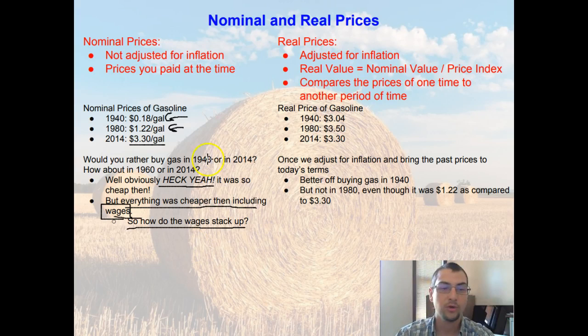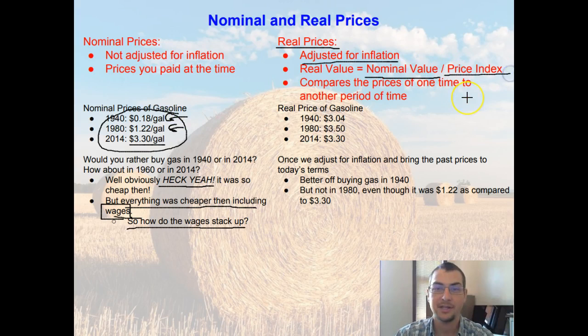Well, we are going to adjust those prices to the real prices. These are the prices that are adjusted for inflation. They're adjusted for that general increase in price. Well, how do we come up with the real price, the real value? Well, we take that nominal value, that nominal price that we talked about over here, divided by the price index for that year. Remember that price index shows you that percentage change, that percentage comparison of how things have changed over time.